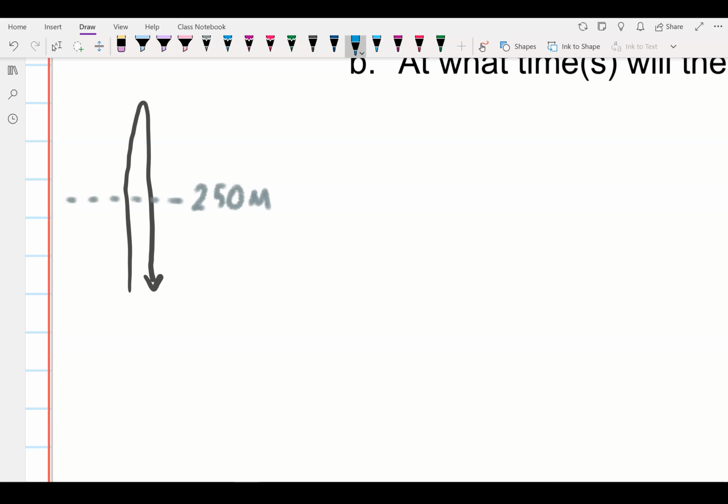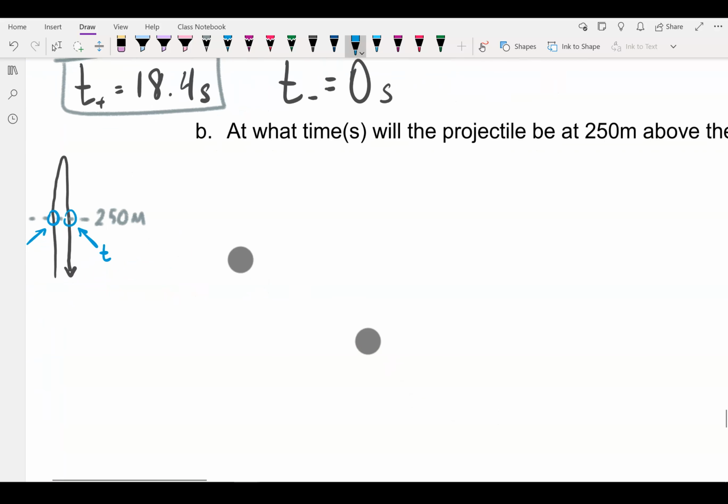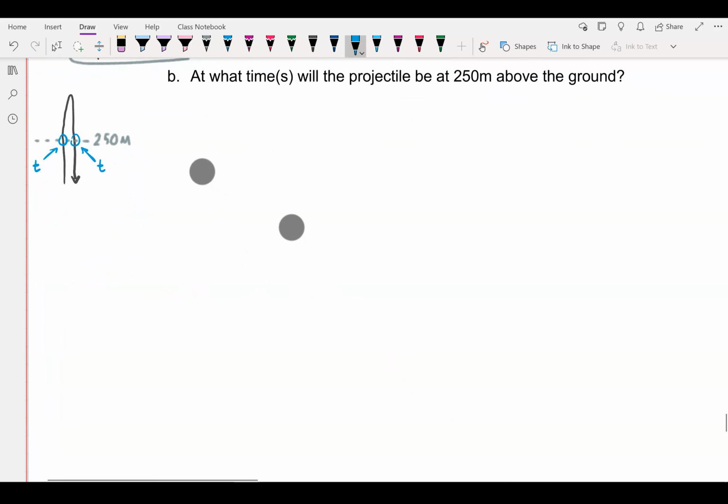Okay, so 250 meters. We should expect 2 times out of this, which is what's nice about quadratic formulas and quadratic equations. They give us 2 answers because in real life, there's lots of cases where 2 solutions might be better than 1. So there's 2 different times. One time we're going to get on the way up, one time on the way back. If you didn't know that ahead of time, that's perfectly fine.